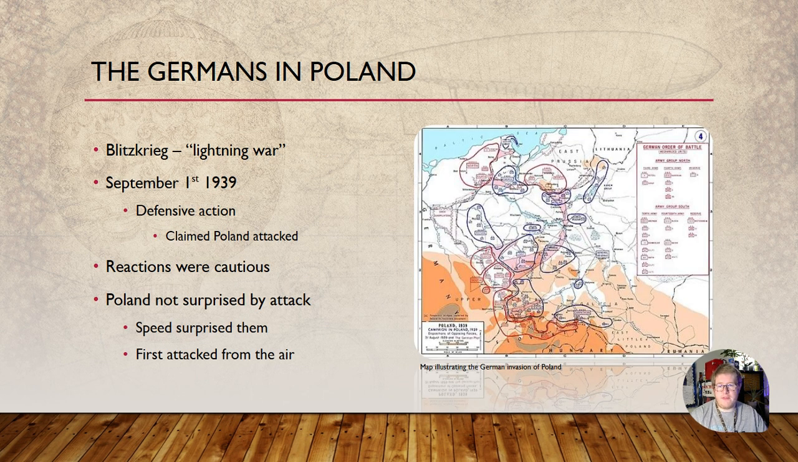So, in terms of the invasion, we have to identify some terms first. This is known as the Blitzkrieg, the lightning wars, because it's fast and it came on suddenly. On September 1st, 1939, they're going to claim that this was a defensive action, that Poland had attacked a German radio station. Now, the evidence that they had behind this was a dead man dressed up to be a Polish saboteur. That's not very convincing evidence. But it did justify military action in Poland.